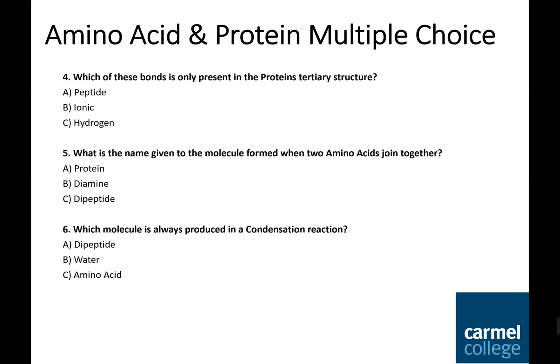So dipeptide is one of the specific products if it's two amino acids joining together, but it's not always the case, because sometimes it will be other biological molecules such as glucose molecules that are being joined together, and when they are joined together they form a different type of molecule called a disaccharide. However, water will always be formed in any type of condensation reaction, whatever those small molecules are that are being joined together to produce larger molecules.